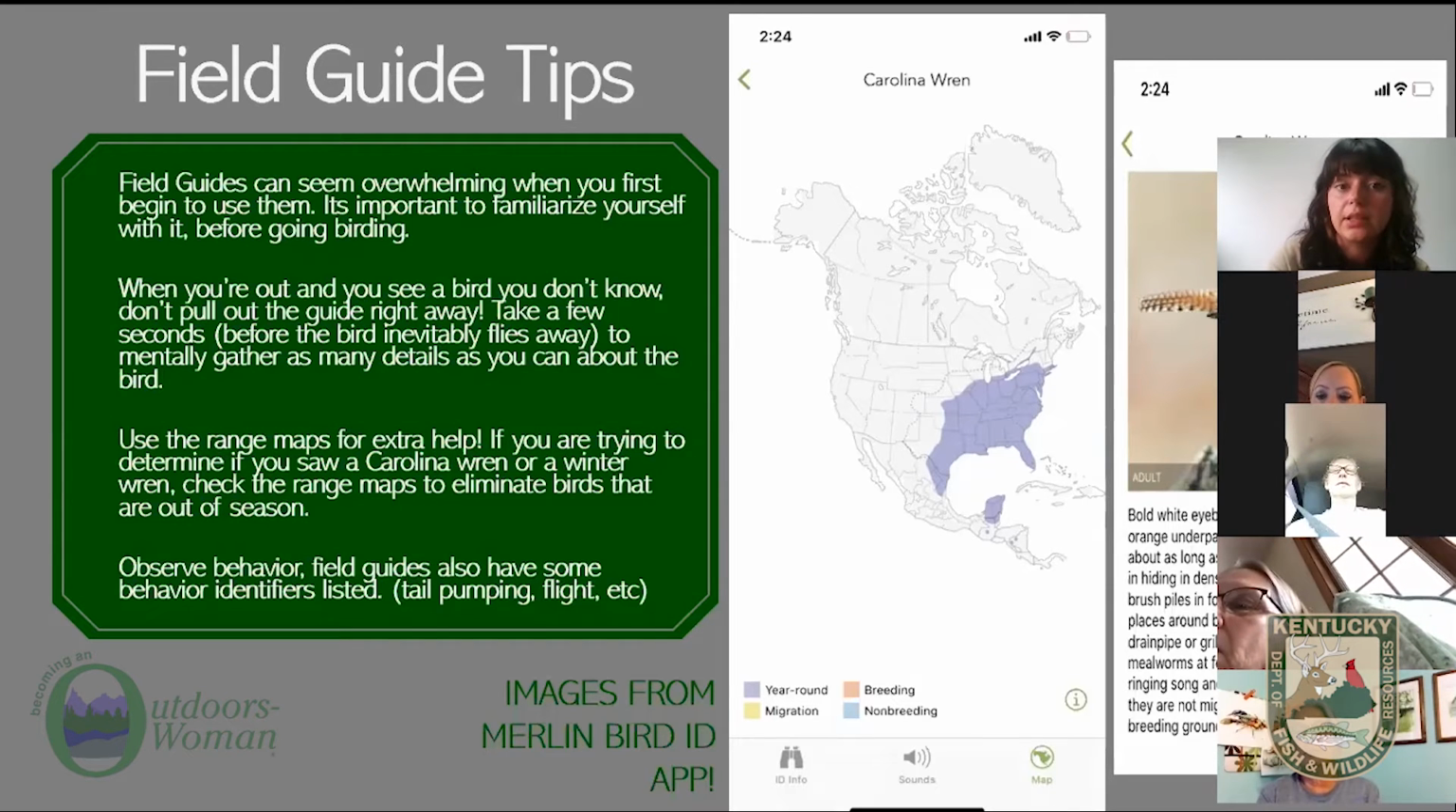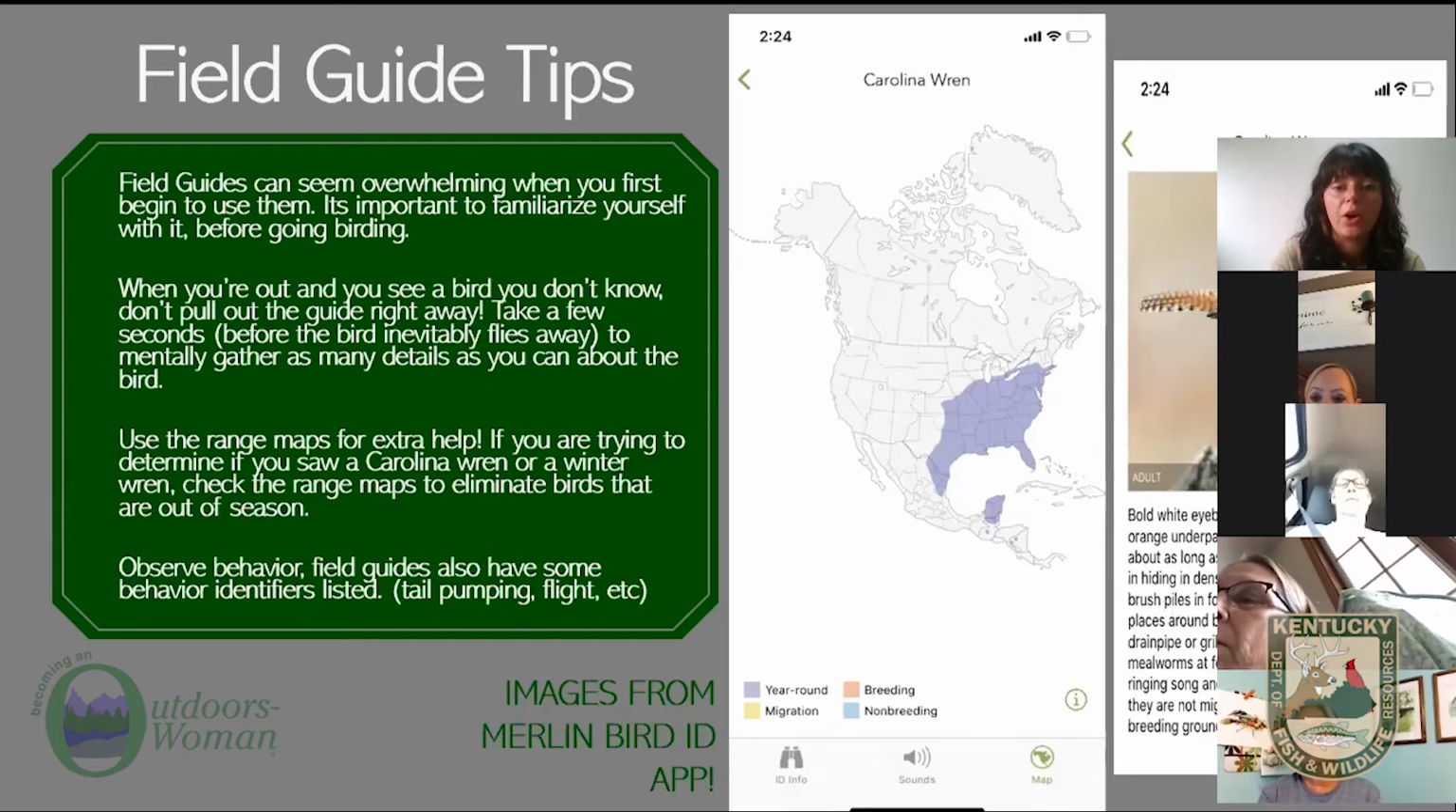we have two species that live here pretty much all year round. That's going to be your Carolina and your house wren. We have a winter wren that comes in the wintertime that kind of looks similar to this guy, but you can automatically mark that one off because it's not wintertime. And you can do that by looking at the range maps. That helps you narrow down your options as far as migrating birds go. If they're not here that time of year, that's not what you're looking at.